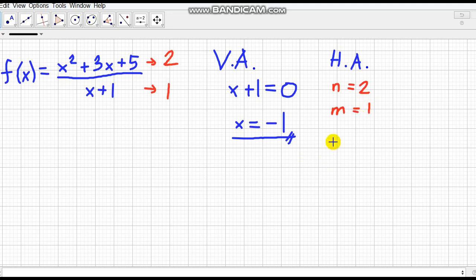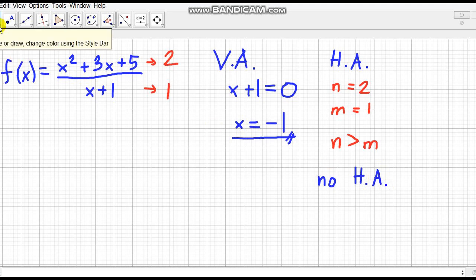So what are we going to follow here? We're going to follow n is greater than m, since 2, which is n, is greater than 1, which is m. In our conditions, if n is greater than m, then the graph of f has no horizontal asymptote. So this means that the f of x has no horizontal asymptotes.